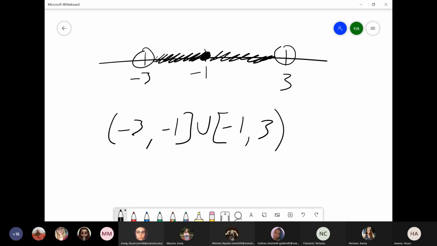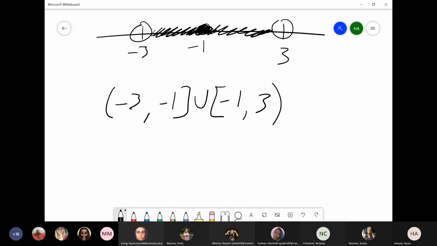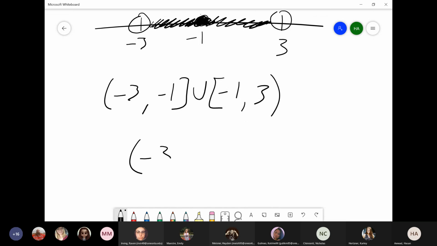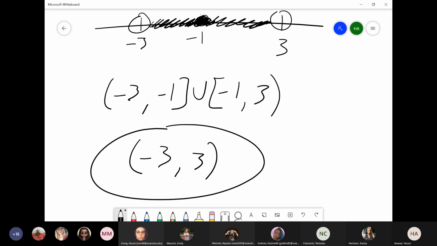If we just take away this closed dot real quick, -1 is already being included in this interval, right? Putting the closed-in dot on -1 is actually superfluous. It's extra. It's unneeded, right? It's already implied that -1 is part of the solution because it goes through -1. So we can actually just rewrite this interval as from -3 to 3. And that's it. That's our final interval. We don't need two separate intervals with a union between them because it's essentially just one large interval. Does everybody understand what's going on here?